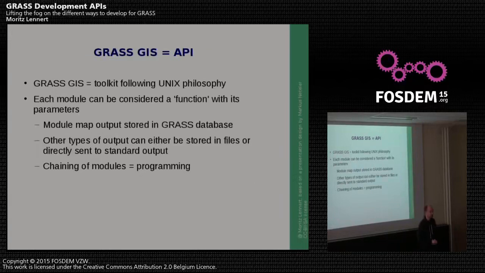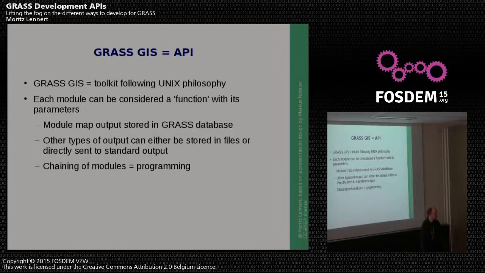So actually the first thing I'm going to say is that GRASS in itself is an API. GRASS was built following the Unix philosophy, the KISS principle. Each individual GRASS module does one thing, does it well, and has defined parameters. Markus just showed you how you can look at them in different ways, including as WPS XML descriptions. So each module can almost be seen as a function that you can then chain together to build your own applications.